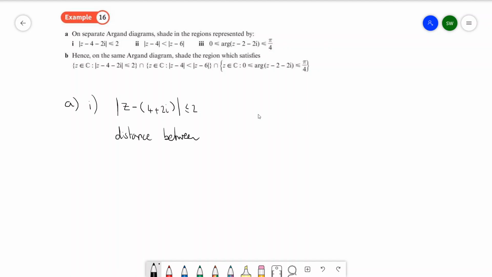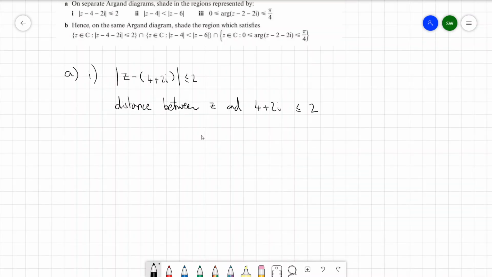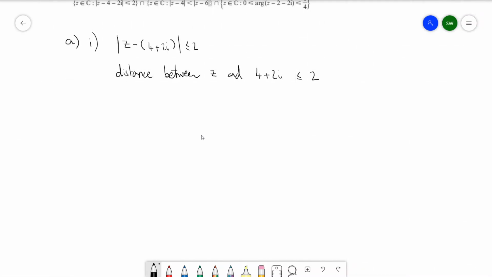So what this means really is the distance between z and 4 plus 2i is less than or equal to 2. And remember, that's because inside the modulus symbol, we've got the vector. We can think about it as the vector that starts at 4 plus 2i and goes to z. And when we do the modulus of that vector, we want the length of that vector to be less than or equal to 2. So we want all the points z that are a distance of less than or equal to 2 away from this point here.